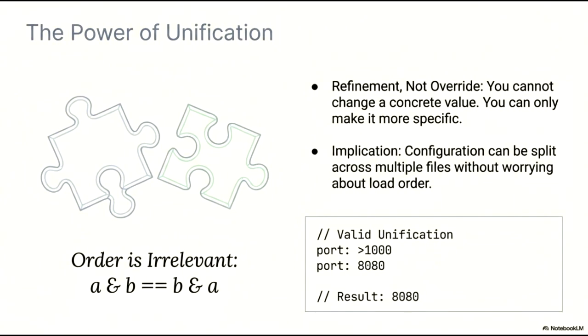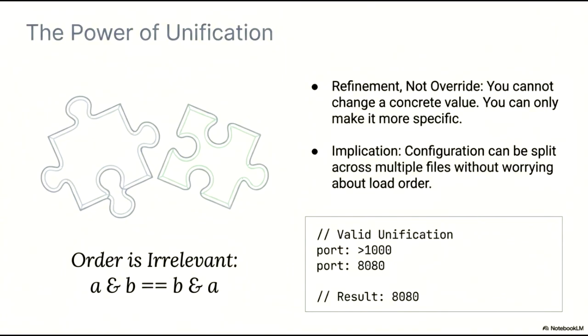The power of unification lies in its mathematical consistency. As the equation A and B equals B and A demonstrates, order is irrelevant. This commutativity represents a fundamental shift in how we approach configuration management. Unlike traditional systems where the sequence of operations determines the final state, unification treats all declarations as simultaneous, converging constraints.